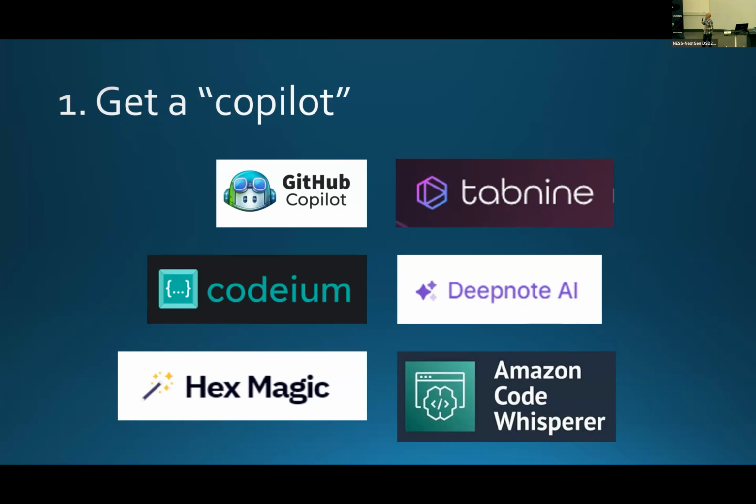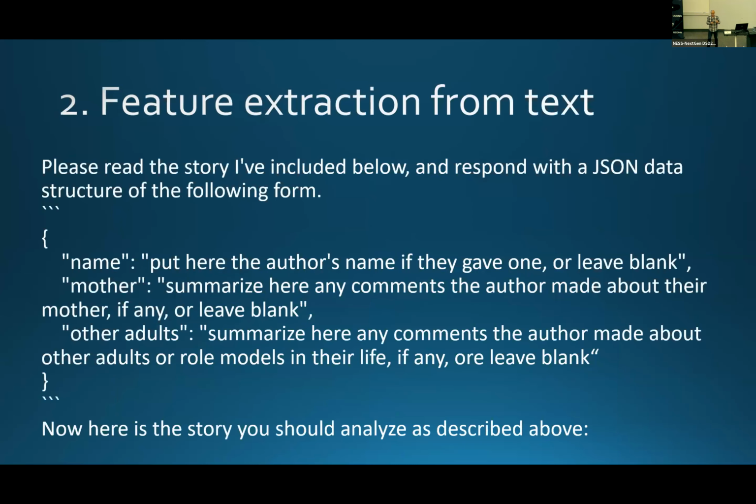The second thing I want to suggest is, I don't know if this is something that these models can do or not. They can extract features from text. So for example, here's a prompt that I gave to ChatGPT just to test this capability. I found a story on the internet about somebody's childhood. They were reminiscing about their childhood in elementary school. So I wrote this. Please read the story I've included below and respond with a JSON data structure of the following form. If you're not familiar with a JSON data structure, it's like a Python dictionary. I hope that helps.